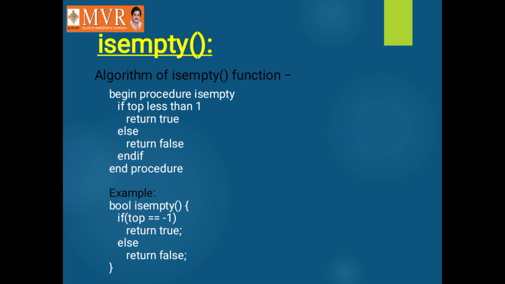Now, is empty. This is another operation which checks if the stack is empty. Okay, begin procedure is empty. If top less than 1, return true, else return false. That is, if I am having a stack of size 10, my lower bound will be 1 and upper bound will be 10. If my top is less than 1, that is less than my lower bound, then I say my stack is empty. Otherwise, I can say my stack is having some elements.